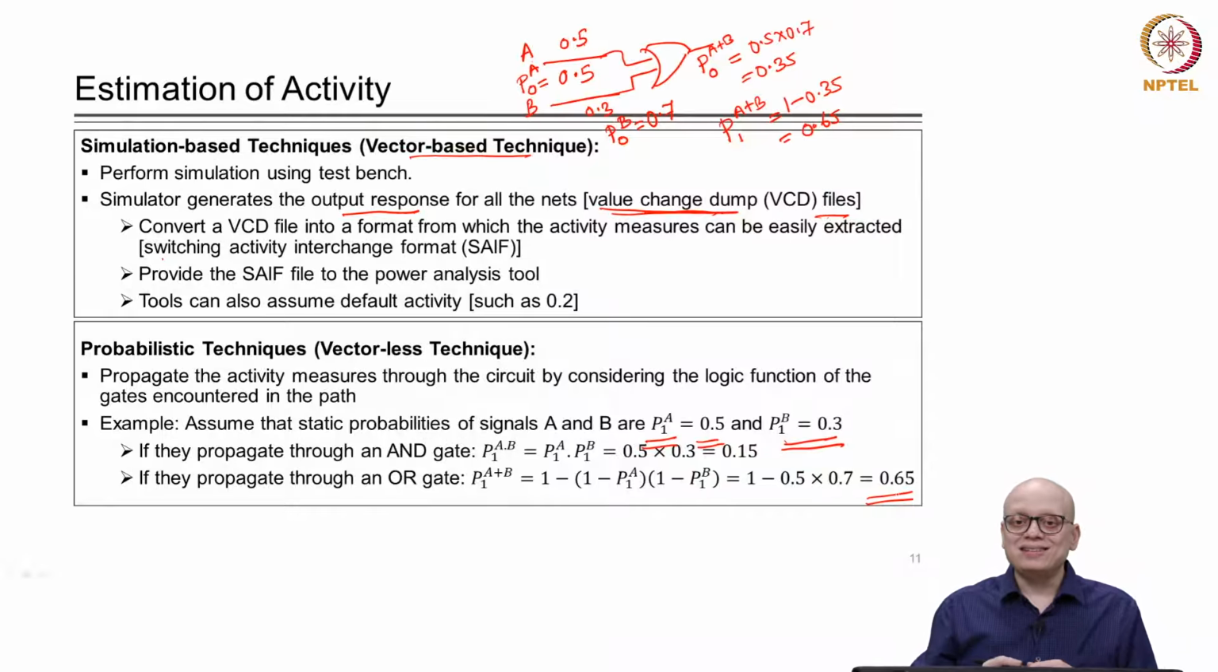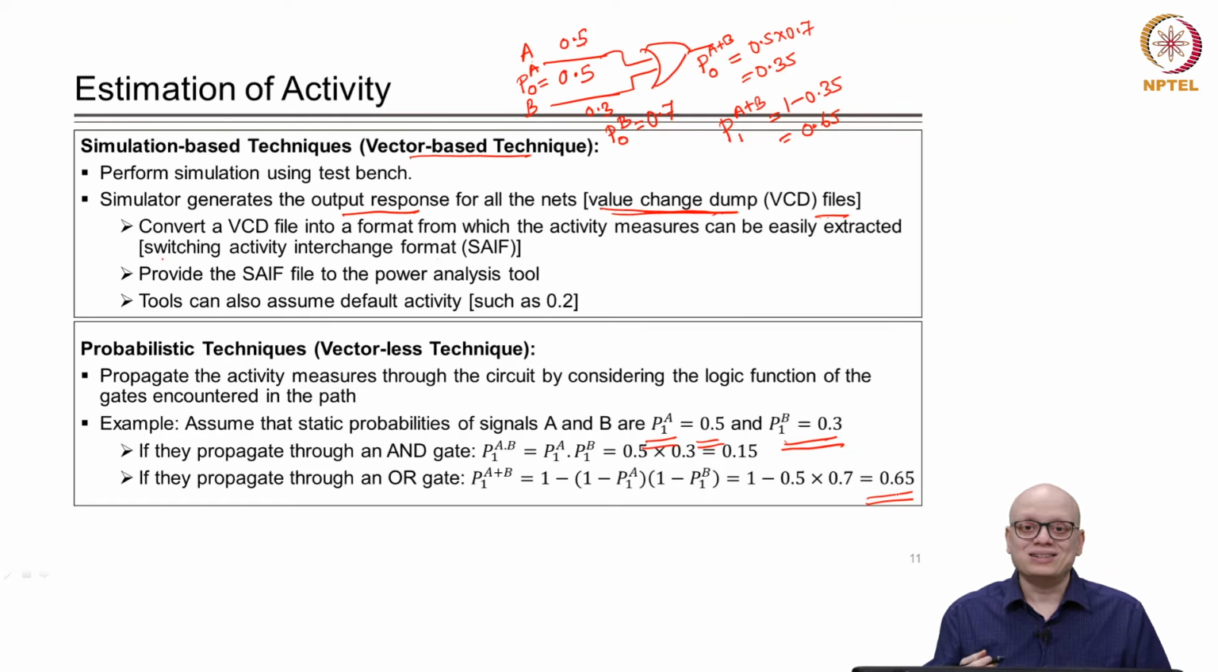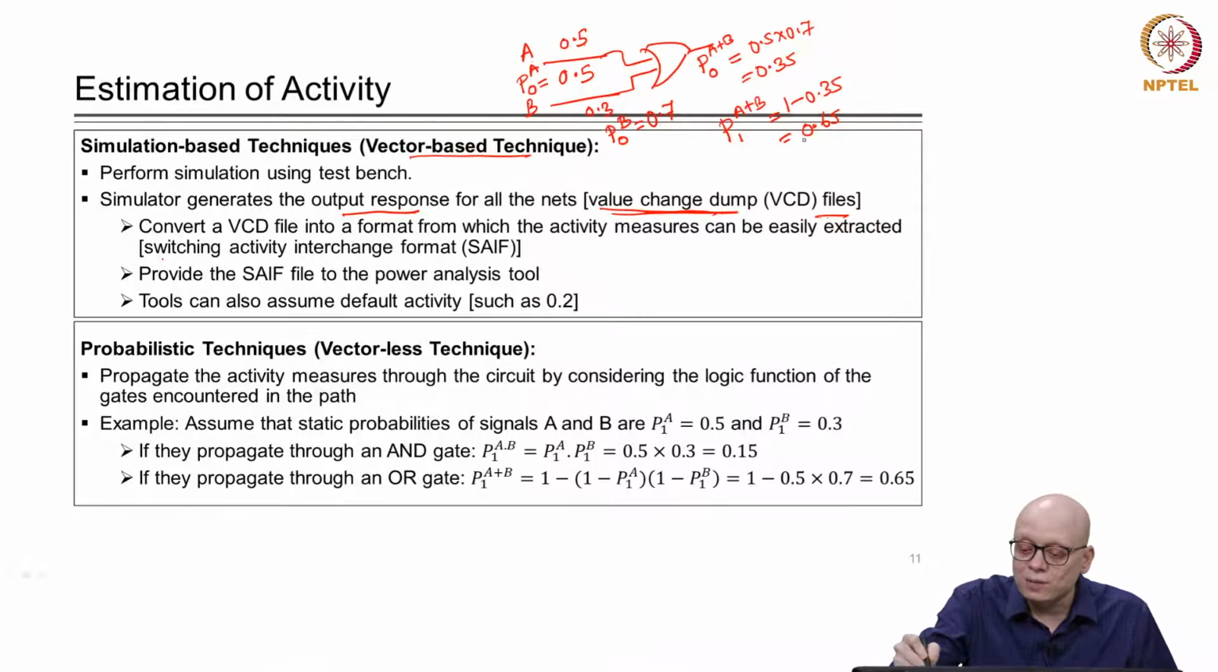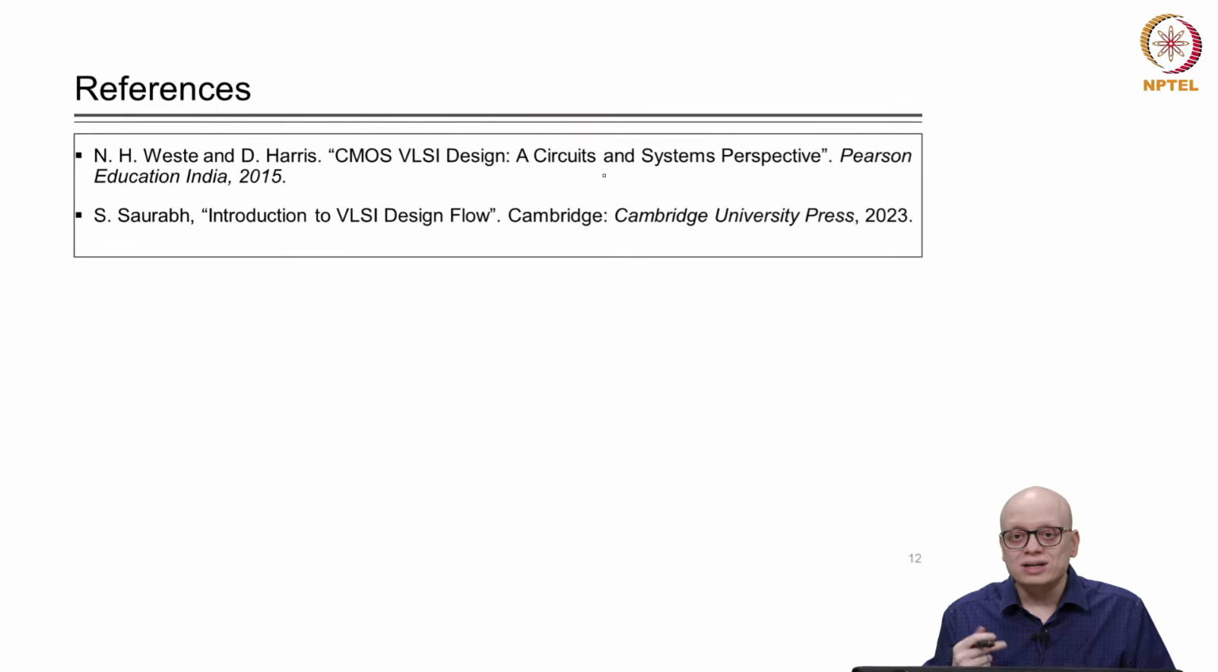In this case it was easy to compute because we are assuming that A and B are totally uncorrelated signals, those are independent signals. But in real designs, signals diverge and converge, and therefore there can be correlations, and then computing the probabilities will not be that easy. So, the exact computation or estimation of the power dissipation is not part of this course. However, if you want to look into more detail, you can refer to these books.